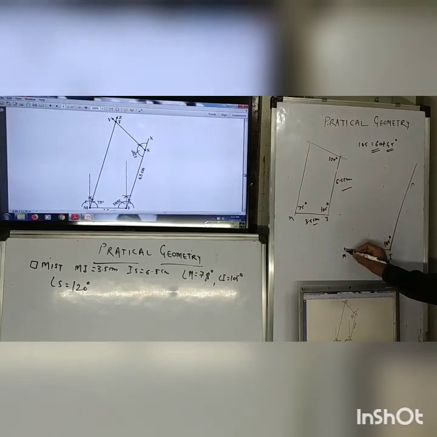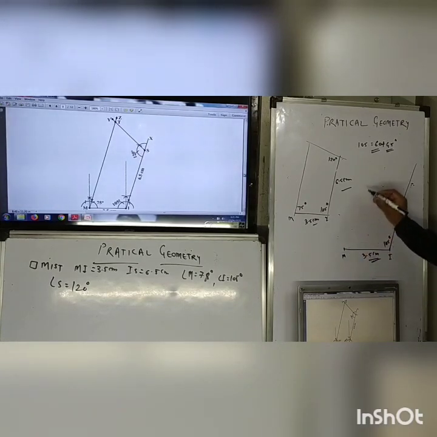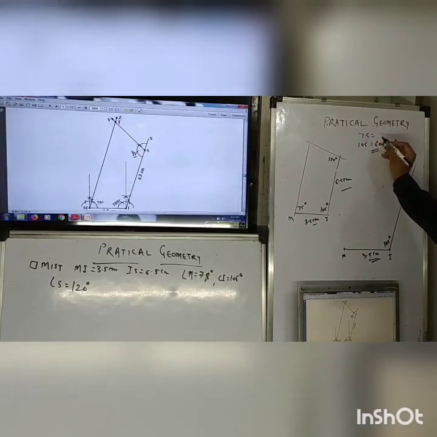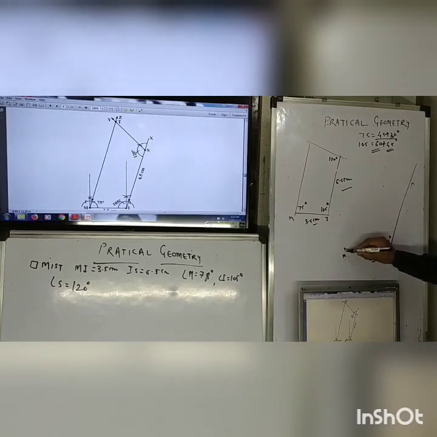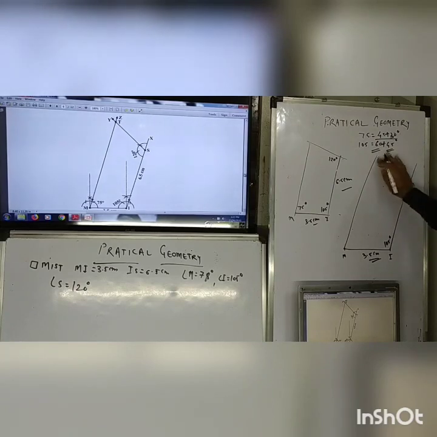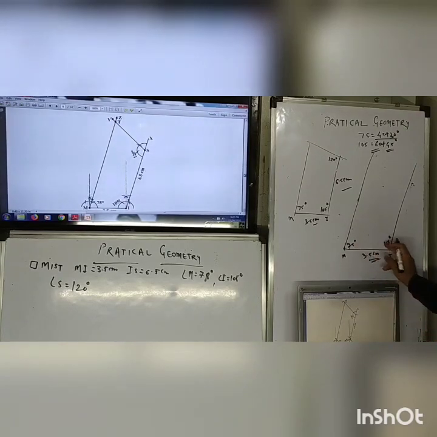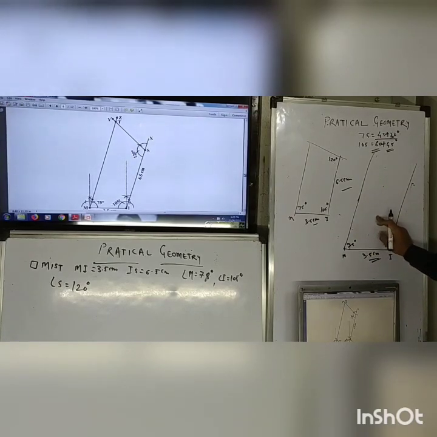Add another angle 75 degree at M. 75 degree we can also construct. 75 is the summation of 45 degree plus 30 degree. So you can construct this 75 degree also. Now this 75 degree and 105 degree, the sum of these two is equal to 180 degree. So these two lines become parallel.